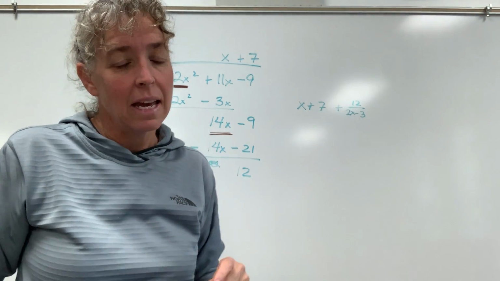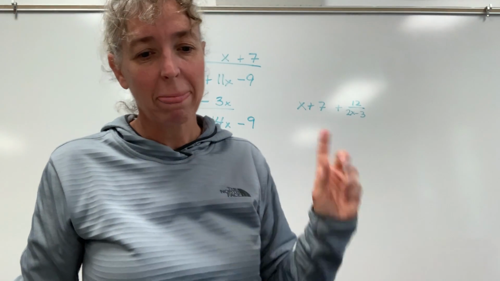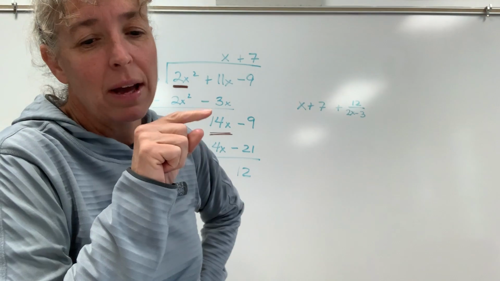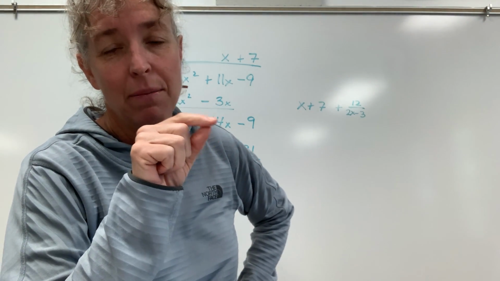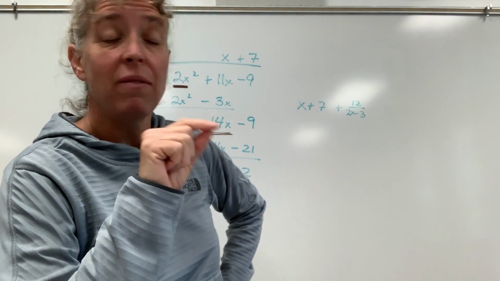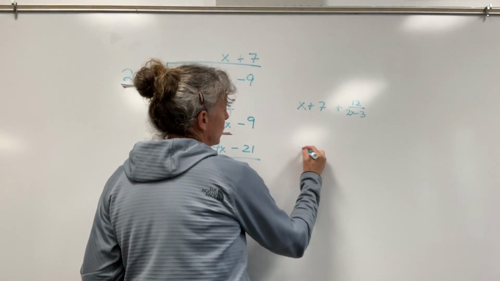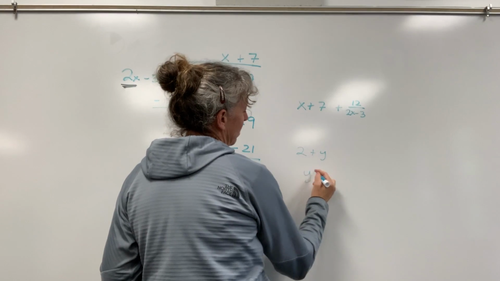Let's look at example number 4. Notice on example number 4, the 5y plus y squared plus 4 is divided by 2 plus y. Before you can do your long division, you need to rearrange it so that instead of a 2 plus y, it's a y plus 2.